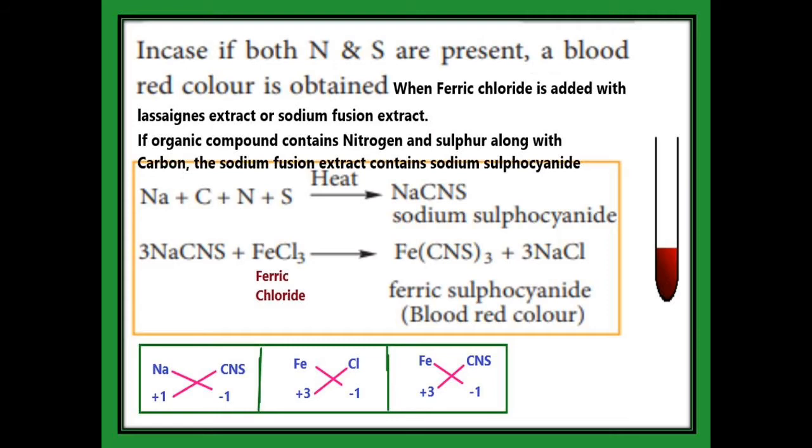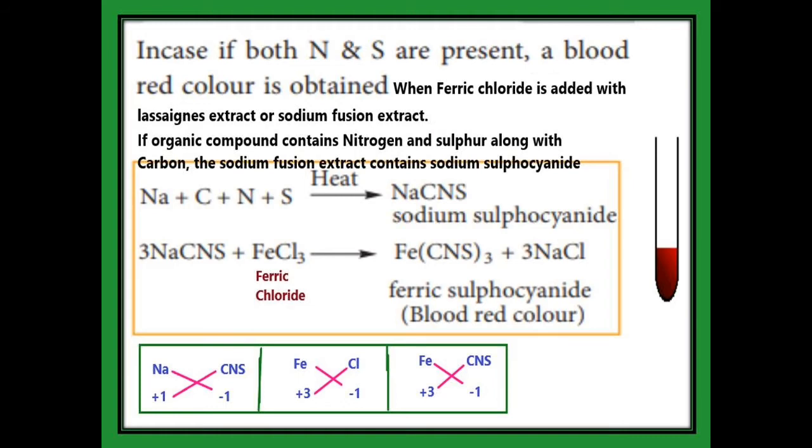How we derive this formula: the valency of sodium is +1. CNS valency is -1. After crisscrossing method applied we get the formula for sodium sulfocyanide, NaCNS. Then the NaCNS now reacted with the ferric chloride, which is added by us. FeCl3 is the ferric chloride. That ferric chloride reacts with the sodium sulfocyanide, it gives ferric sulfocyanide. Formula for ferric sulfocyanide is Fe(CNS)3. How do we get this formula? I derived it below this reaction.